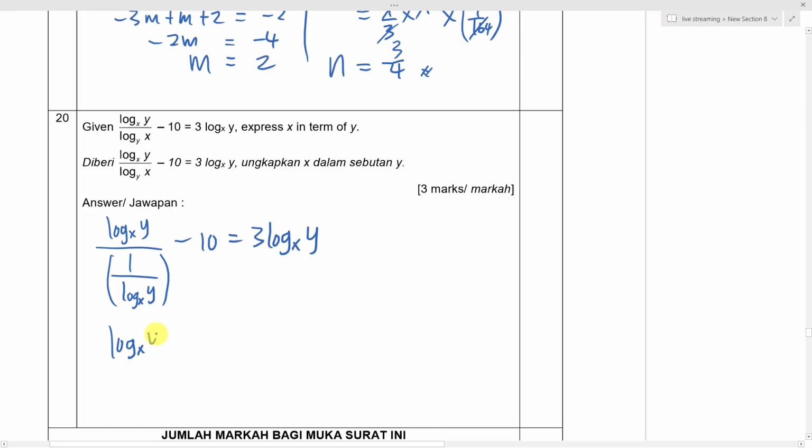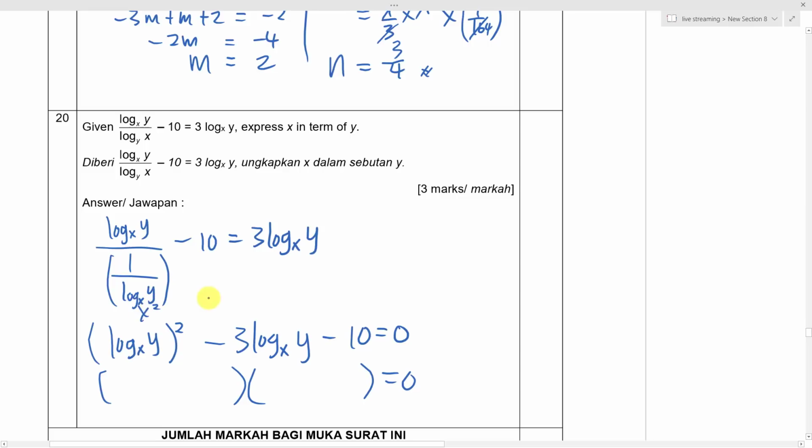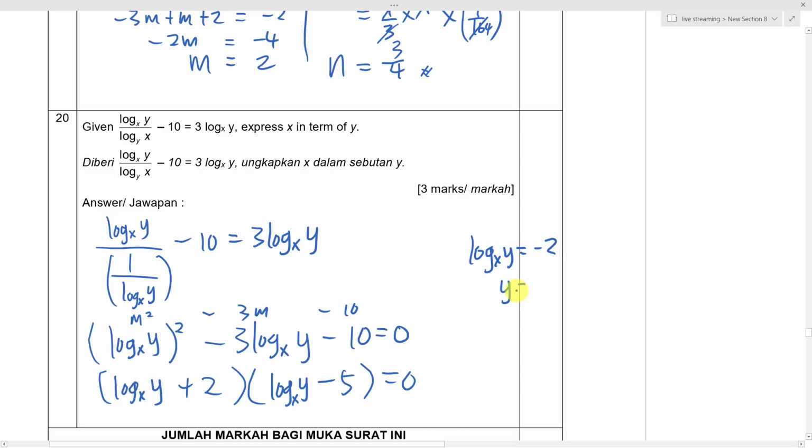So I will get (log xy) squared minus 3 log xy minus 10 equals 0. And you should know this is a quadratic equation, right? It is like x squared minus, but don't use x because we already have x. So this will be something like m squared minus 3m minus 10. Do you see that? It's a quadratic. In order to get 3, I should use 5 and 2, minus and plus. Therefore log xy equals negative 2, y equals x to the power of negative 2.